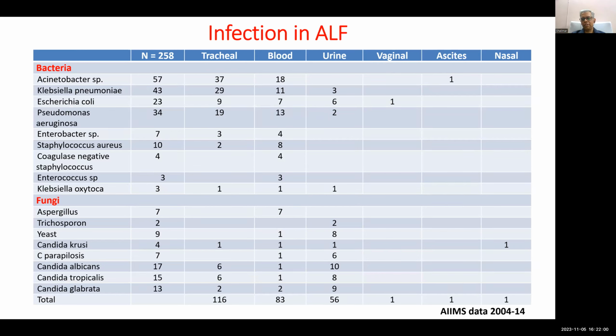So if you look at infections, is what we are talking about only the bacterial infections? Yes, predominantly. 80 to 90% of infections that we see in acute liver failure would be bacterial. And out of these bacterial infections, the organisms which you're going to grow are Acinetobacter, Klebsiella, E. coli and Pseudomonas, which are the most common organisms we see in our hospital. But this profile varies from institution to institution and what kind of setting you're working in.